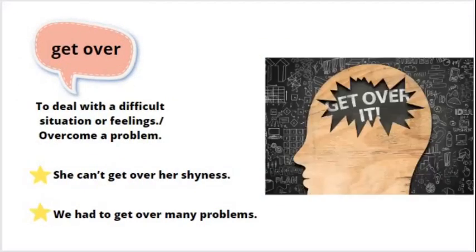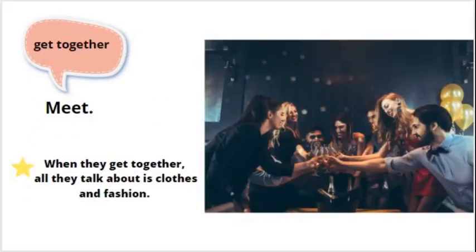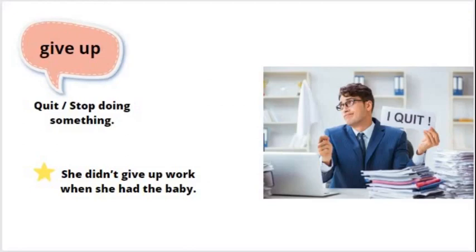Get over. Get over means to deal with a difficult situation or feelings, or overcome a problem. Example: she can't get over her shyness. We had to get over many problems. Get together. Get together means to meet. Example: when they get together, all they talk about is clothes and fashion. Give up. Give up means to quit or stop doing something. Example: she didn't give up work when she had the baby.